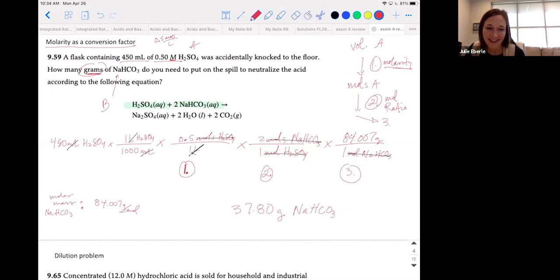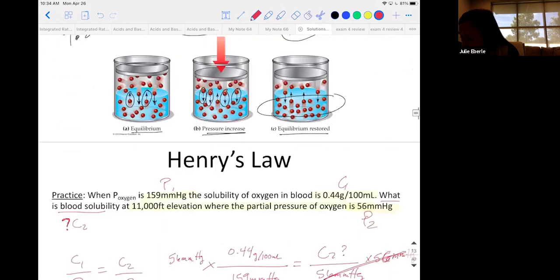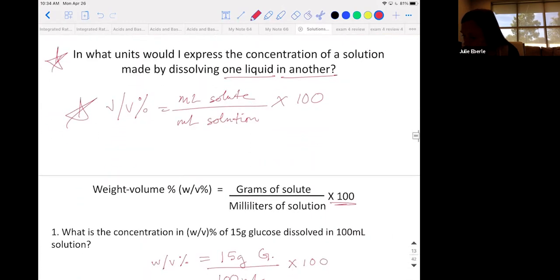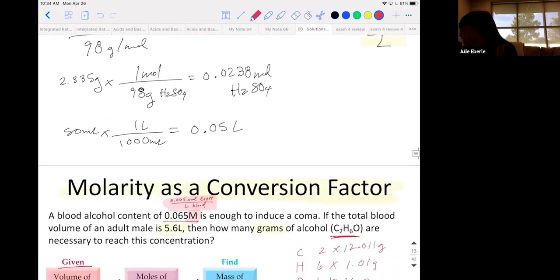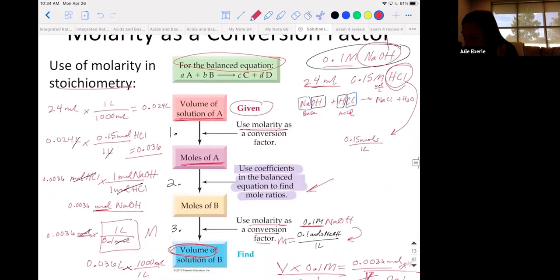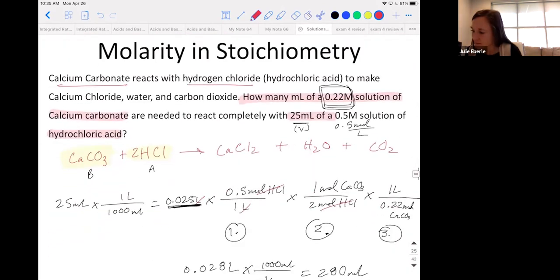Still a three-part problem. Okay, we did an example of this in lecture. I'm going to show you the example that I'm thinking of. After we talked about Henry's law and concentration, we looked at molarity as a conversion factor. Right here, we worked this problem.